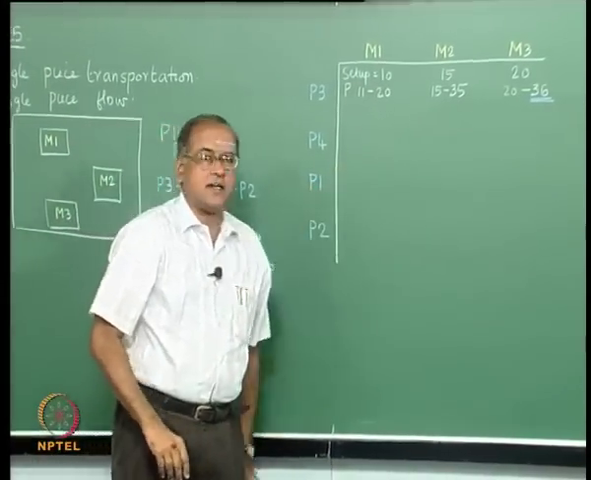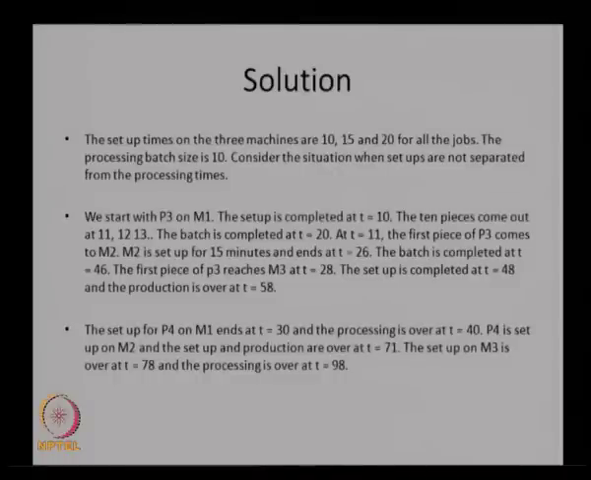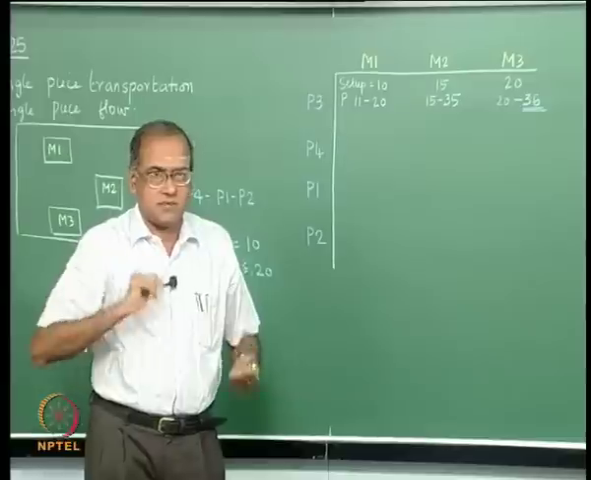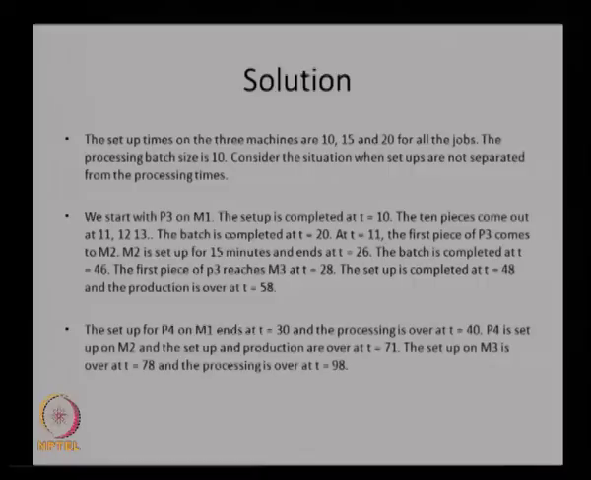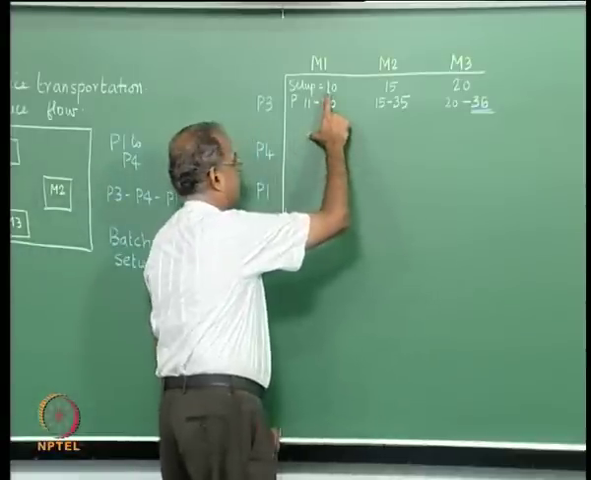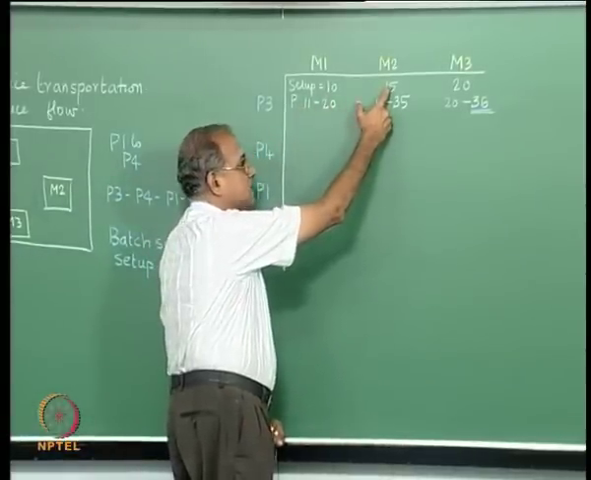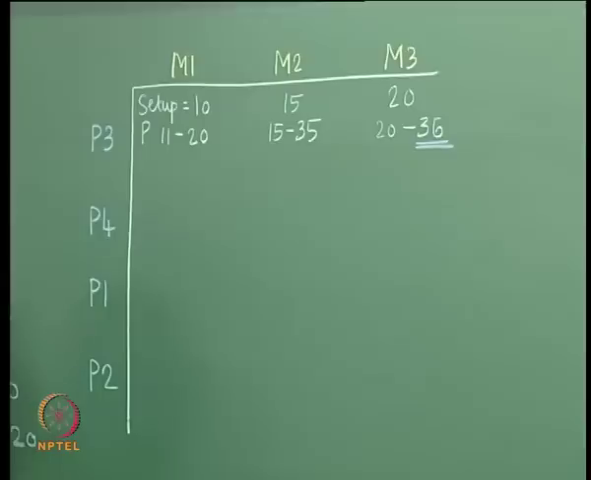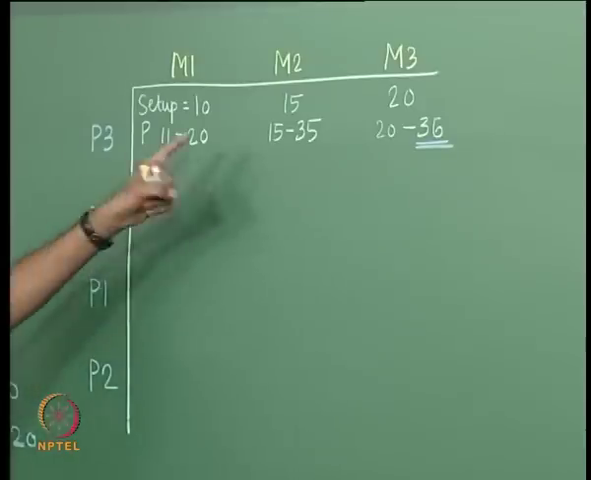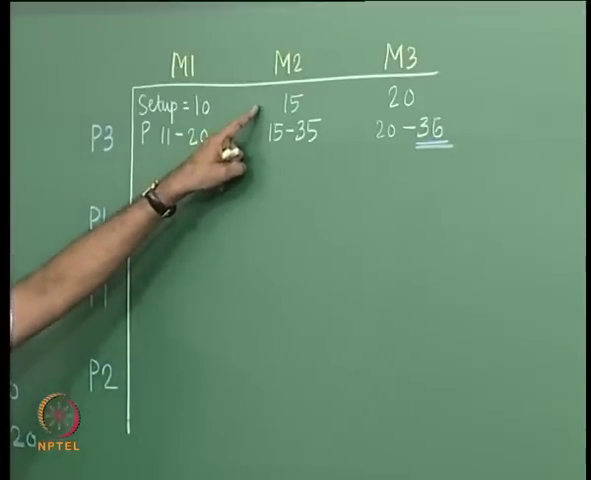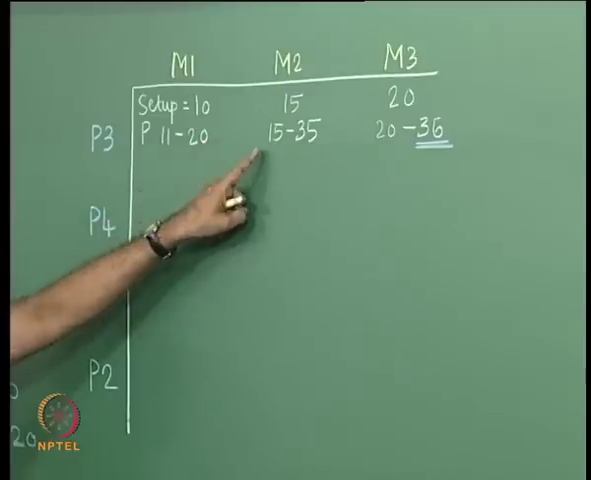In the solution that is shown there, we assume that as soon as the first piece arrives, the setup begins. So when the setup is finished at 10, the first piece would arrive at 11. So 11 plus 15, 26, the setup ends, and from 26 to 46 this processing happens.